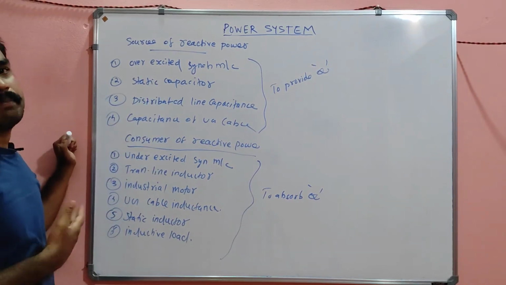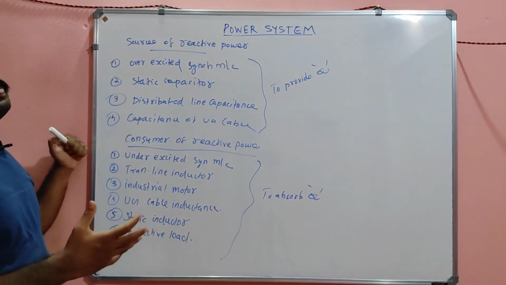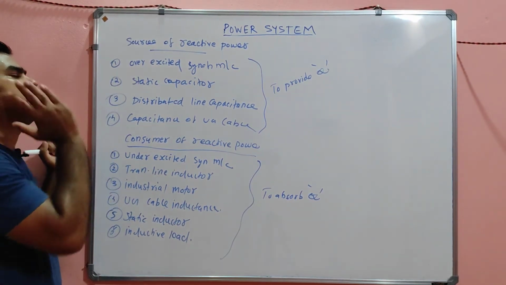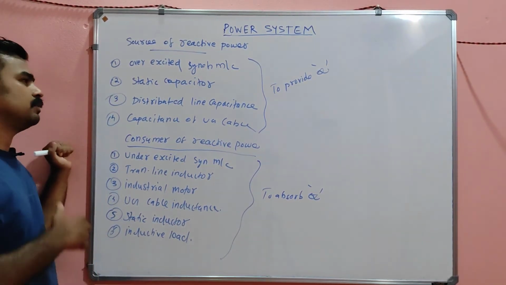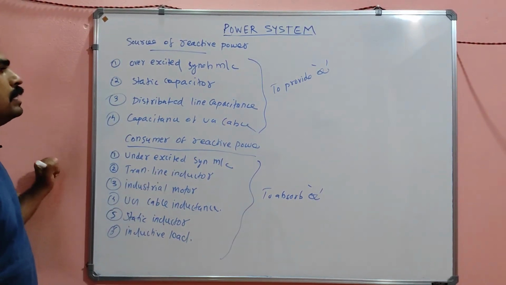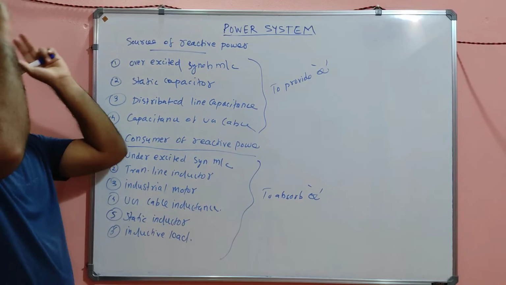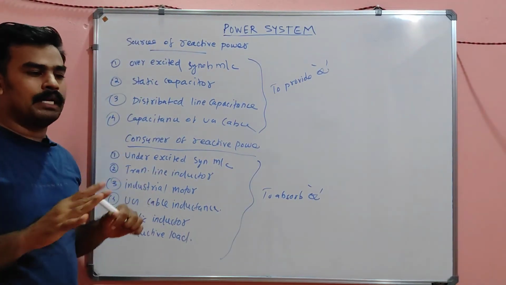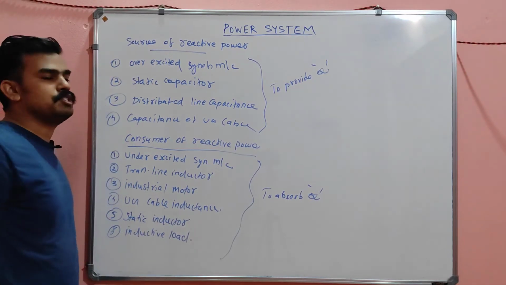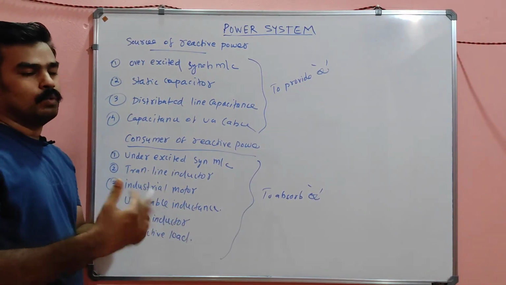And there will be static capacitors. They are again used for power factor control. It may be the reason for providing reactive power. Distributed line capacitance: we already discussed that the transmission line is equivalent to a capacitor, right? So there is a chance of providing reactive power.